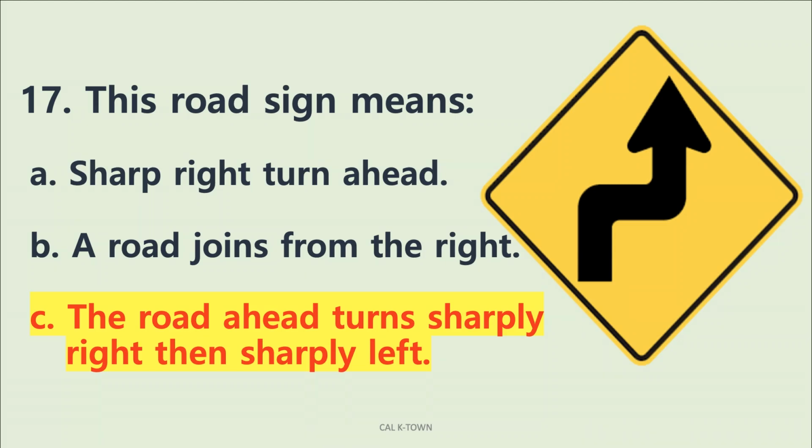Warning signs are usually yellow with black markings. This sign indicates that the road ahead will turn sharply to the right and then sharply to the left.